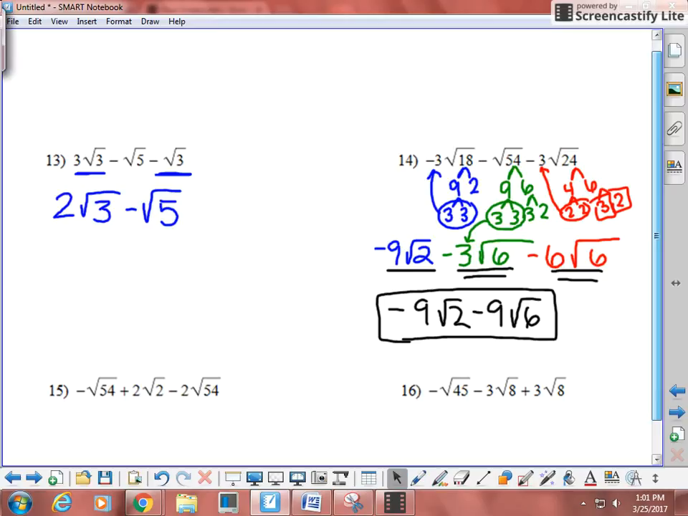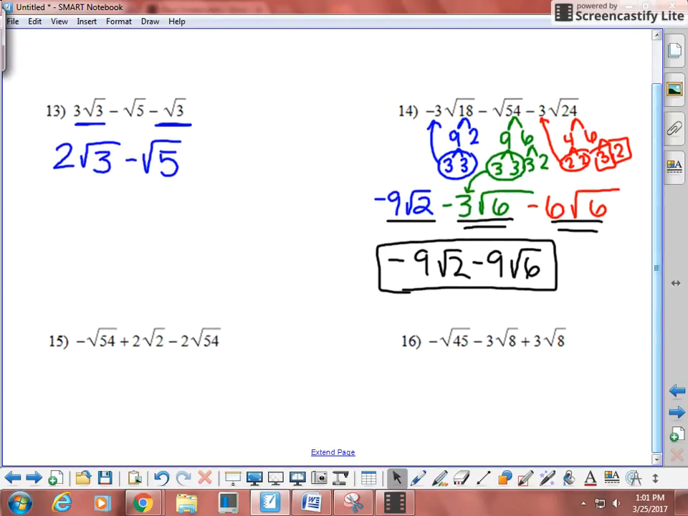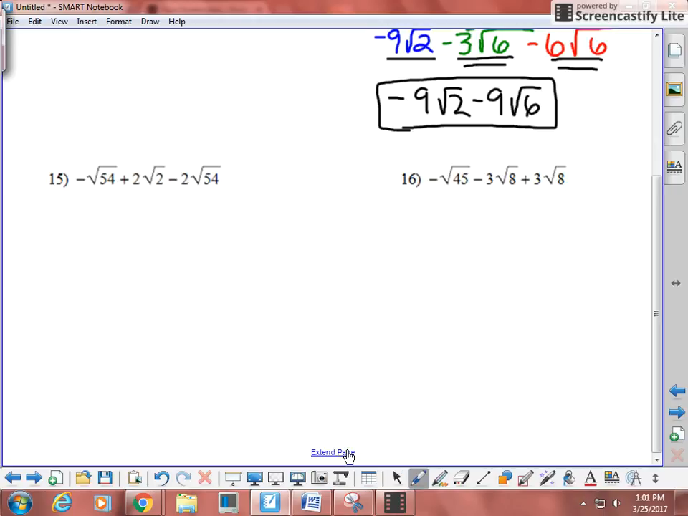Okay, we want to do the same thing on the next 2. So what I want to do is break down the 54. I know that it's going to break down the same both times. So 9 and 6, 3 and 3, 3 and 2. A couple of 3s to go outside here. So I have negative 3 root 6.